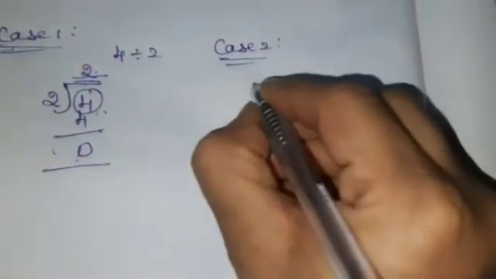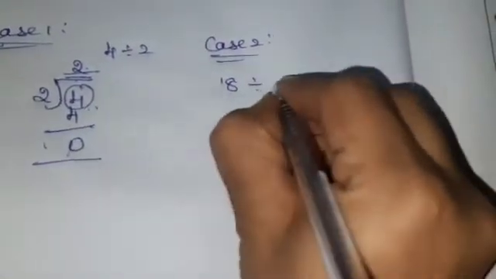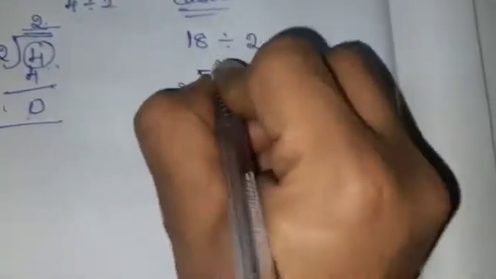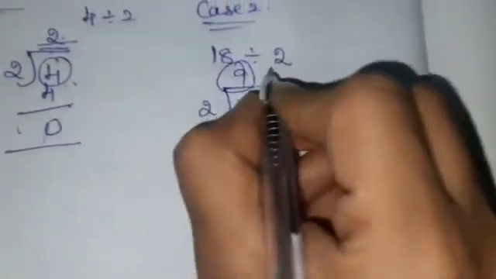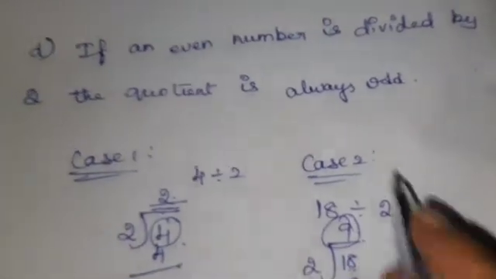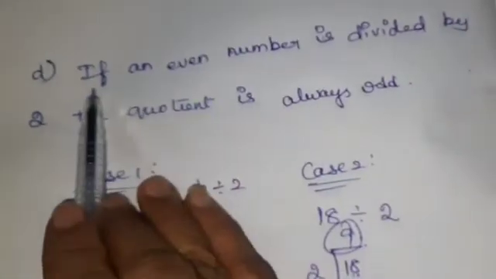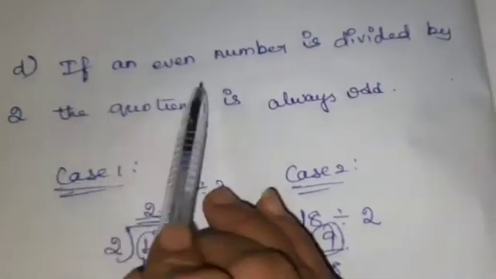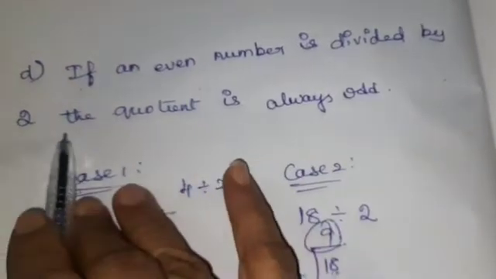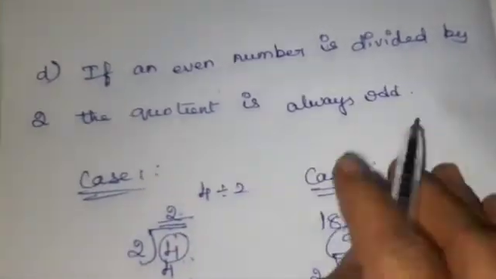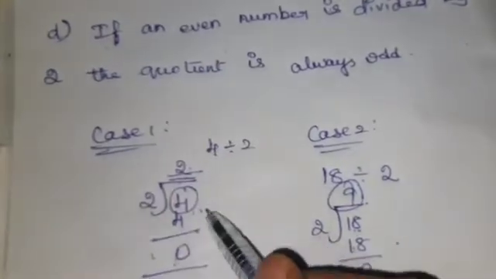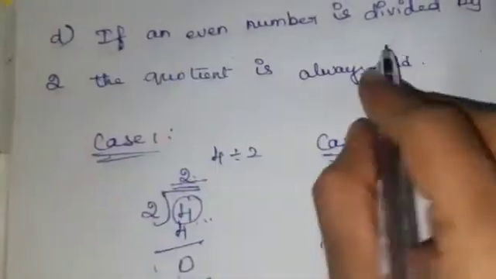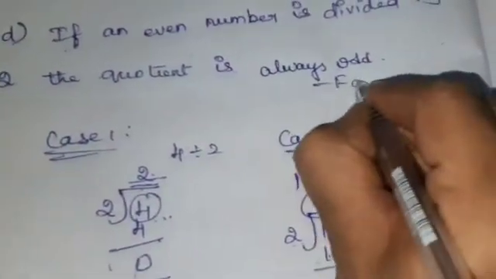Case 2. 18 divided by 2. 2 9s are 18. So here the quotient is an odd number. This satisfies the statement, but what they have given in the statement is, if an even number is divided by 2, the quotient is always odd. The quotient might also be an even number. So the given statement is false.